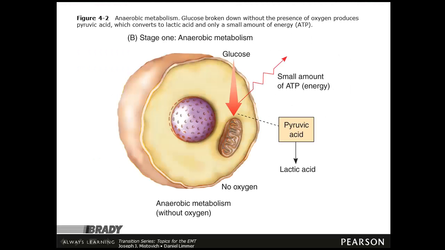Here's a slide depicting anaerobic metabolism, where glucose is used to recreate the pyruvic acid that anaerobic metabolism broke down to produce a small amount of ATP and the unfortunate byproduct lactic acid. Human beings are aerobic organisms and do not survive for any period of time without oxygen.